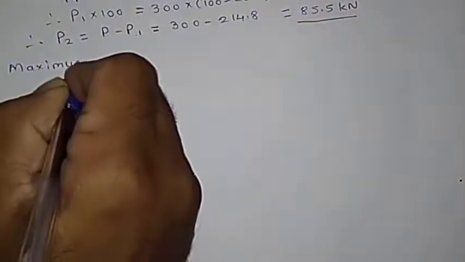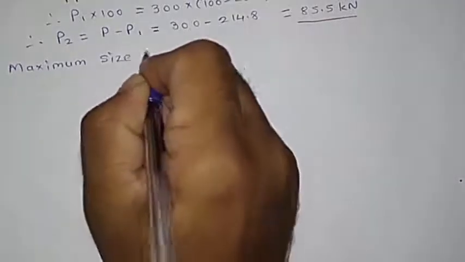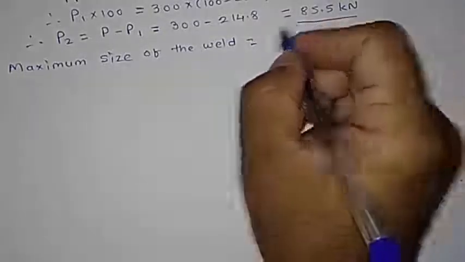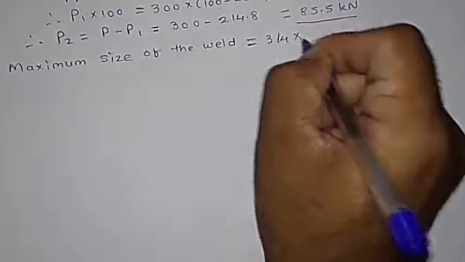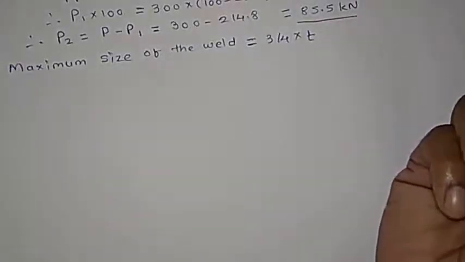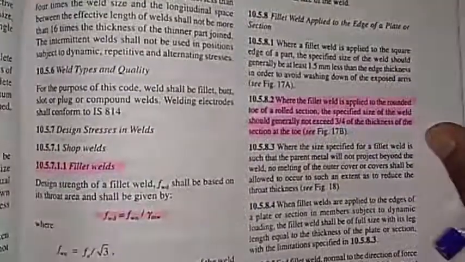So now we have a maximum size of the weld. So maximum size of the weld is equal to 3/4 of the thickness. So this can be from the clause 10.5.8.2, page number 79, which we have already gone through in the earlier steps.